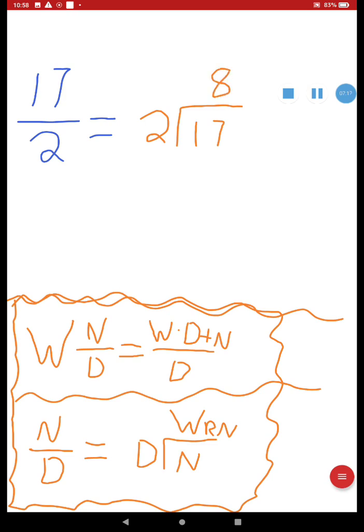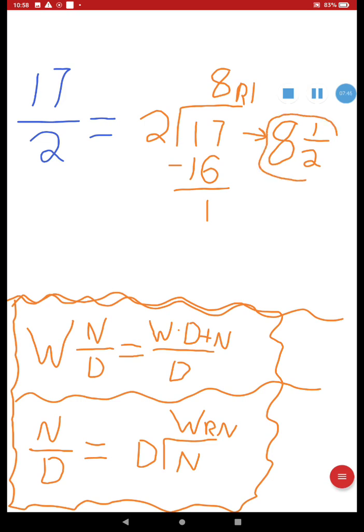8 times 2 is 16. 17 subtract 16 is 1. So I have 8 remainder 1. And now I can write that as 8 wholes, numerator 1, denominator stays as a 2. So 17/2 equals 8.5. Very good.